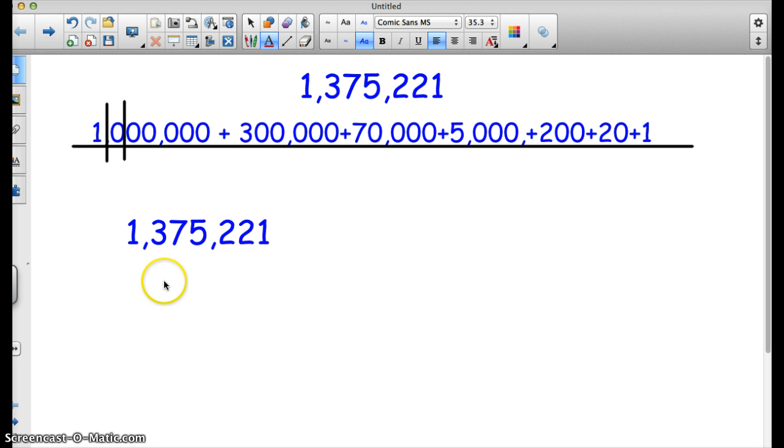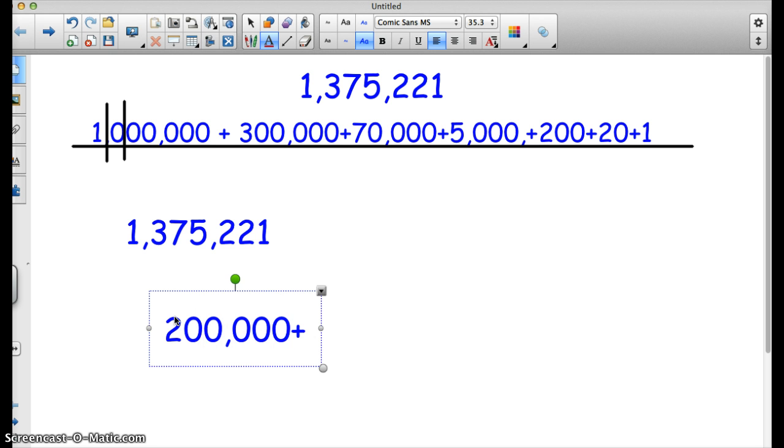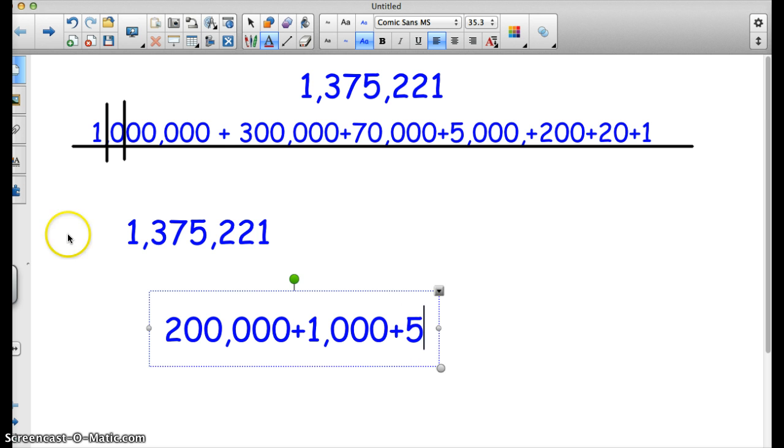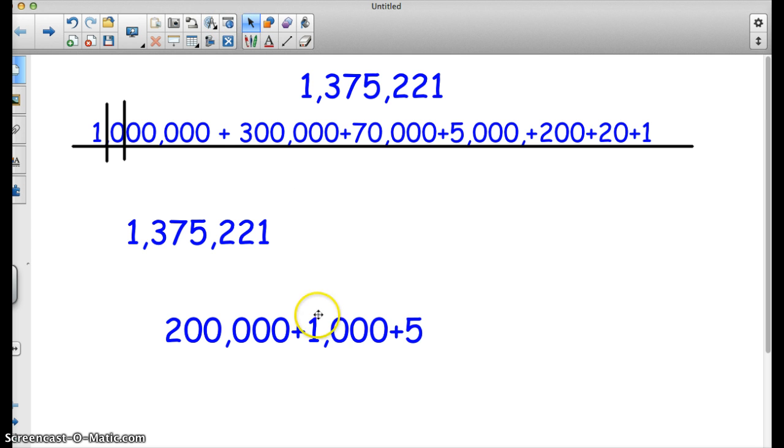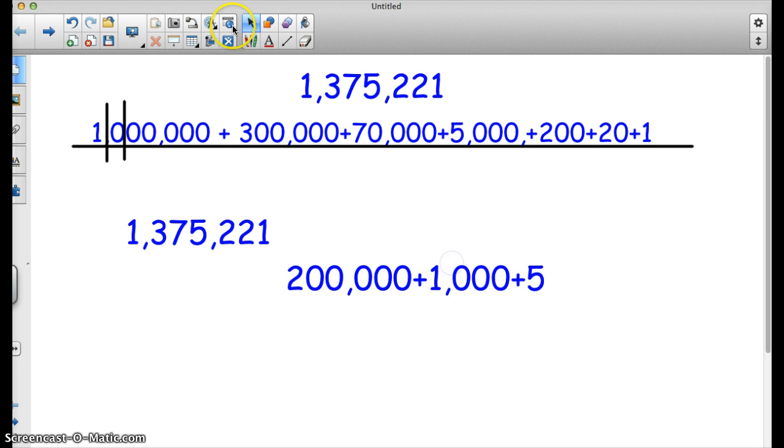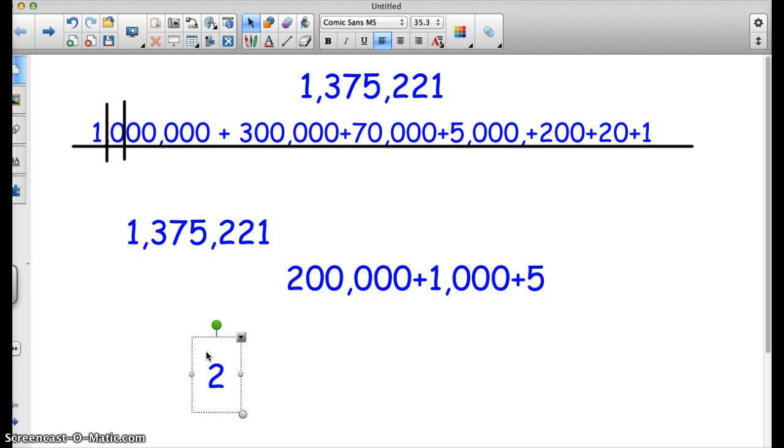So let me try an example of that. So let's say we've got 200,000 plus 1,000 plus 5. Now, I know that my biggest number is still going to be 200,000. So I can start out by writing that, 200,000.